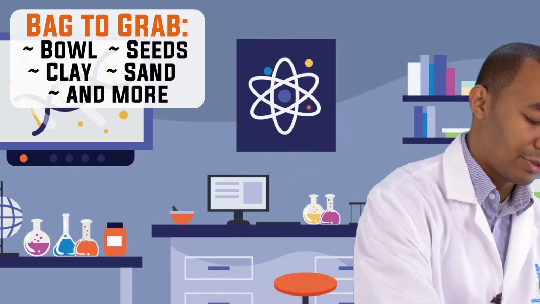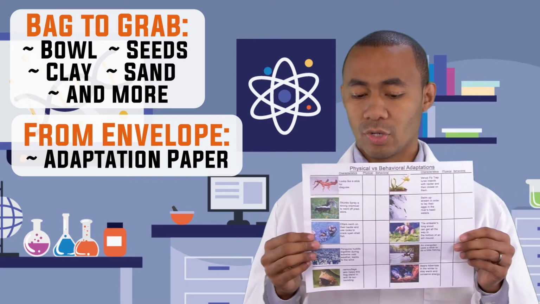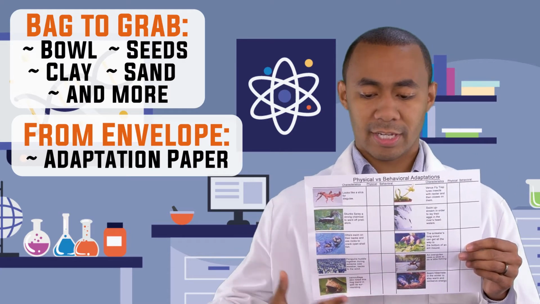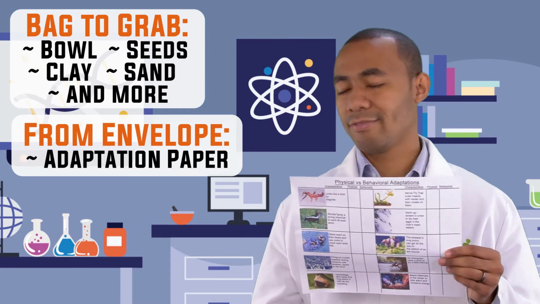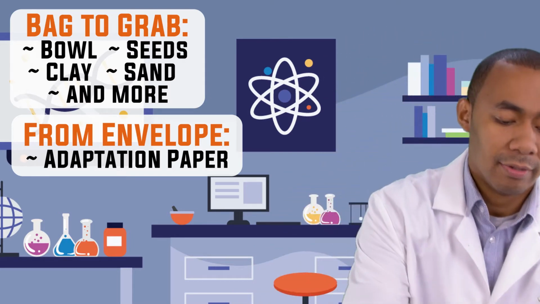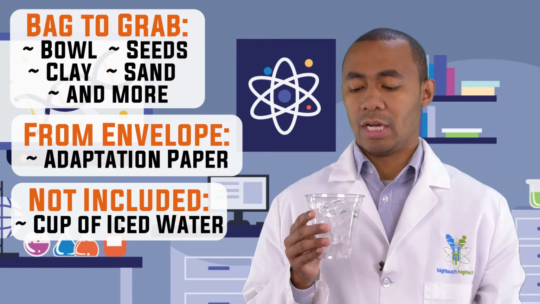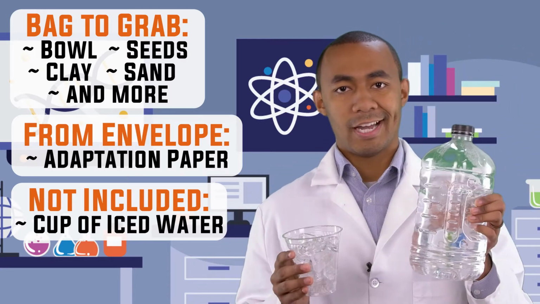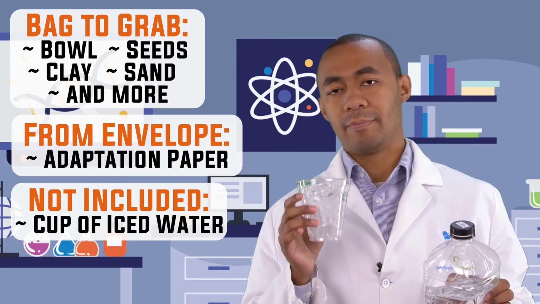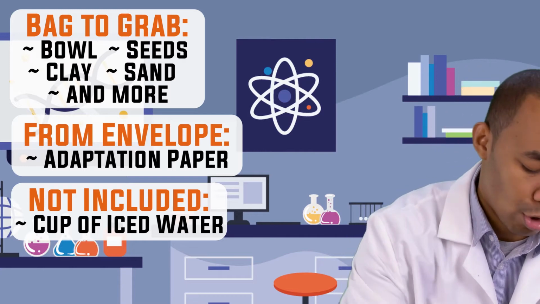And then also from inside of the envelope, we need this piece of paper, which has a whole bunch of animals, and it says physical versus behavioral adaptation right on the top. That is what we need from the envelope. And then we also need, that is not included, some sort of cup of ice water. I'm gonna have my water separate, but I got a cup of ice. Eventually I'm gonna put it in there. We need some iced water. All right, so once you have all that, let's get started.